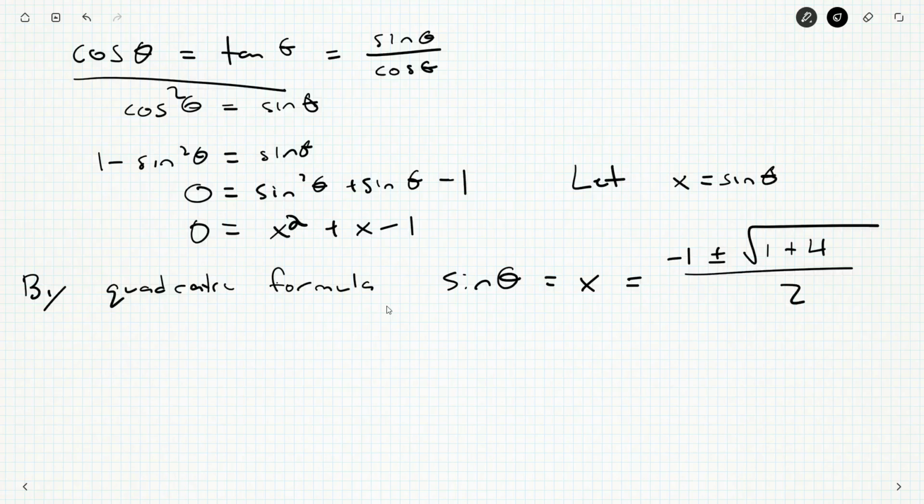Now the fact that we divided by 2 is a little better. I was worried with this minus 1 there, because remember sine is between negative 1 and 1. So we can get negative 1 plus or minus root 5 all over 2. So that should be our answer for sine, but we've got 2 different values here.